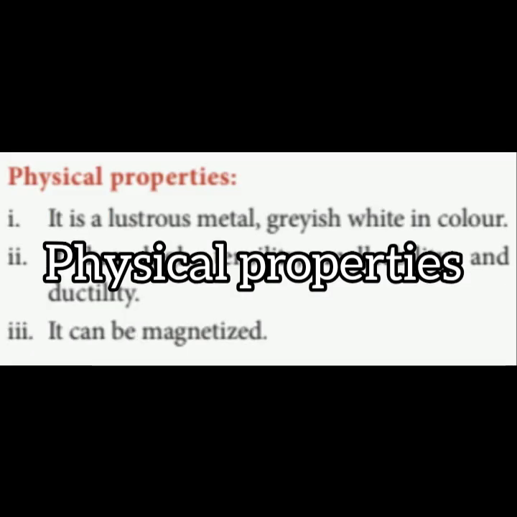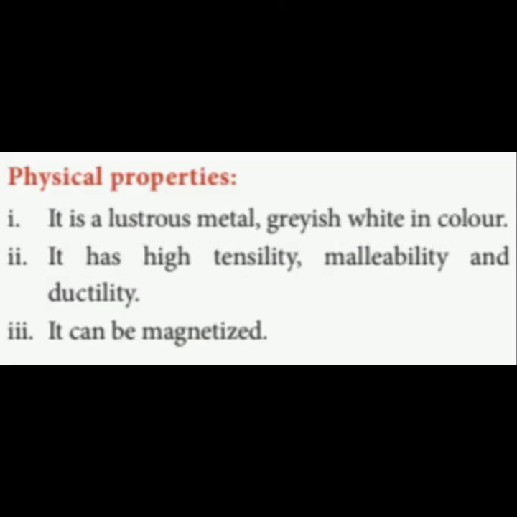Now we are going to see the physical properties of iron. Iron is a lustrous metal, grayish white in color. Lustrous means shining metal. It is an objective question. Second point, it has high tensile strength, that means it can't be easily broken. It also has high malleability and ductility. Malleable means it can be made into sheets.